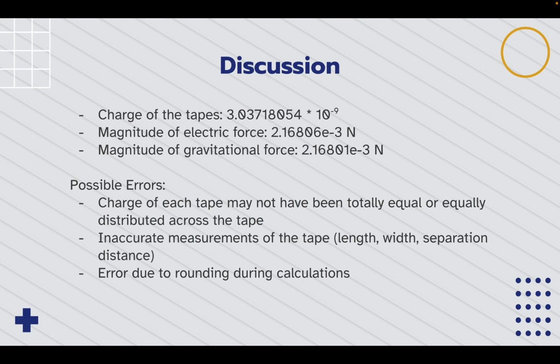It is also important to note that there are possible sources of error, such as inaccurate measurements of the tape length, width, and separation distance, as well as possible error due to rounding. Additionally, the charge of the tapes may not have been totally equal between both tapes or equally distributed across the tape, which could result in findings that are not exact.